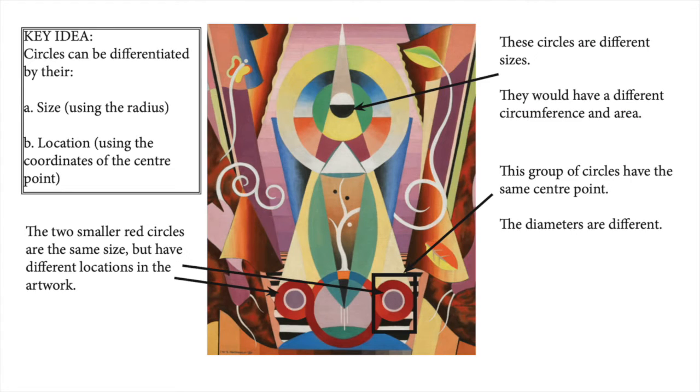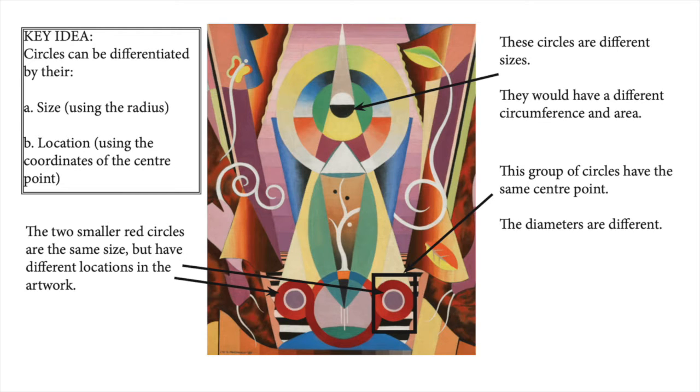So looking again at this image, you may have started with the group of circles at the top part and described that they are different sizes. So using some mathematical terms, this would mean that these circles have different radius, different diameter, and that would result in them having a different circumference and a different area.